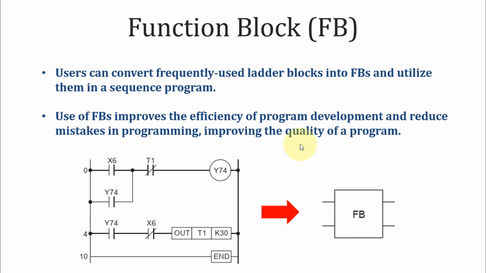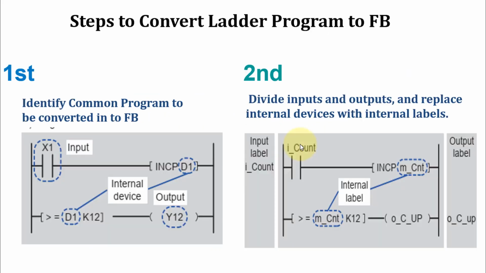Now we'll see what the steps involved in converting a ladder program into the functional block are. The first step we require is to find out a common program or repetitive program which is going to be used repetitively in our program. So we have to find out that common program. Suppose this is a piece of code which is going to be repeated. We'll try to convert this piece of ladder diagram into a functional block.